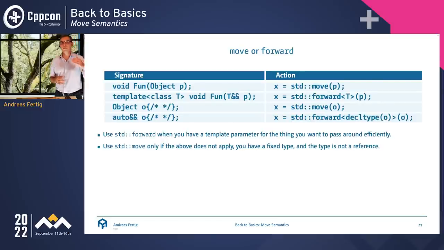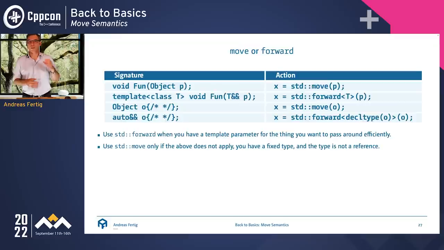If I have a function template fun, which takes a T&& p, then as we just saw, the right thing to do here is to say std::forward. Remember, it's triggering the right overloads, preserving the value category. And then if you have a variable object O, some values being constructed, then you can say std::move from O. It's your variable, it's local somewhere.